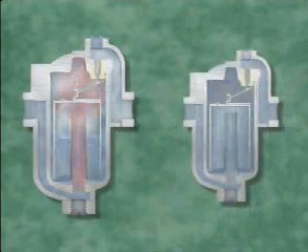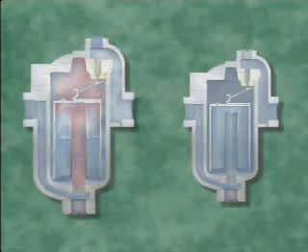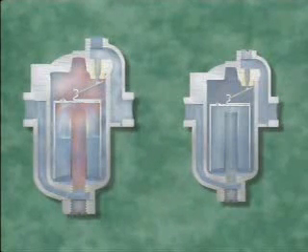On the other hand, a trap that's too small won't be able to handle all the condensate that's formed. This could lead to water hammer in the drip lines, or more likely, in the steam system that's being drained.